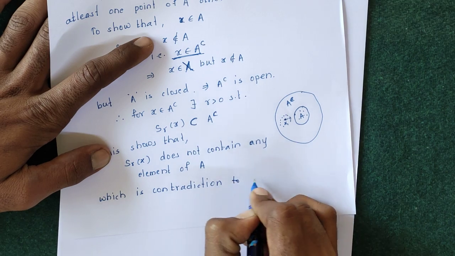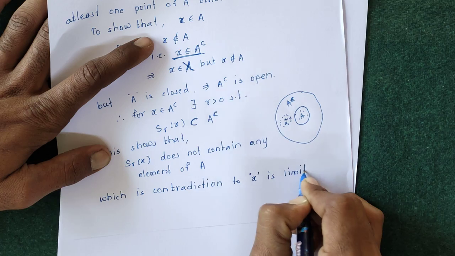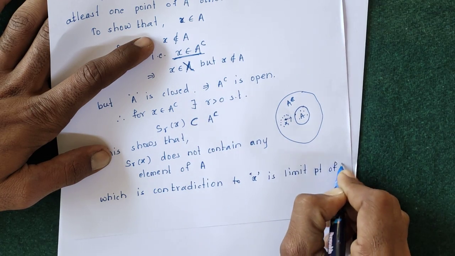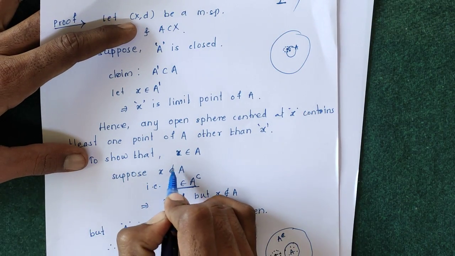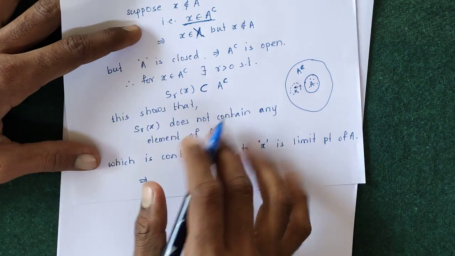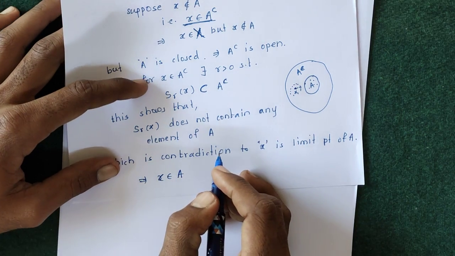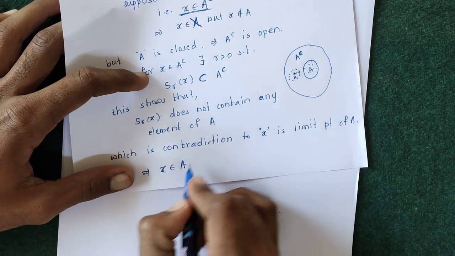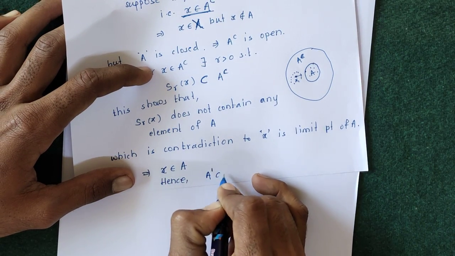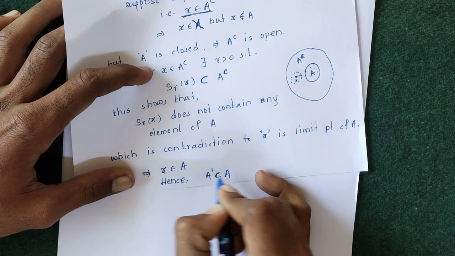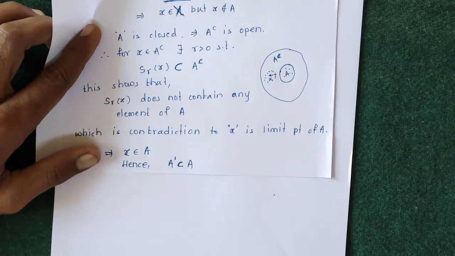X is a limit point of A. So, by contradiction, suppose that x does not belong to A, and we get some contradiction, which implies our x is an element of A, x belongs to A. Hence, we get that set A contains all its limit points. We have proved that the set of limit points of A is contained in A. Hence, the proof of the first part.